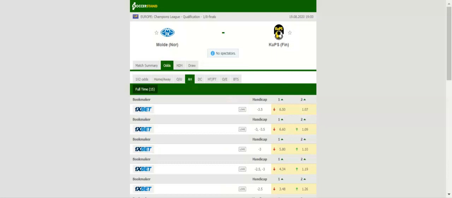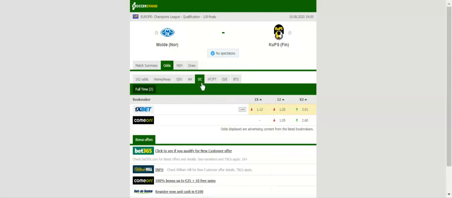Kups, on the other hand, did well to win the Veikkausliiga trophy last term, with the team clinching their first domestic title since 2019. However, an away win should not be considered as the lack of experience in the elite competition should prove to be a big problem for the Finnish team. Prediction: 2-0.